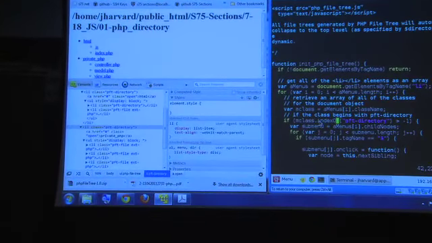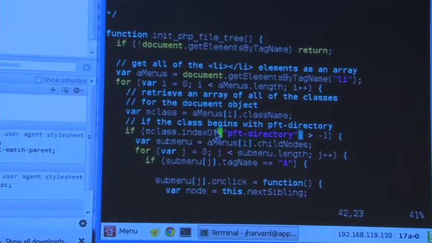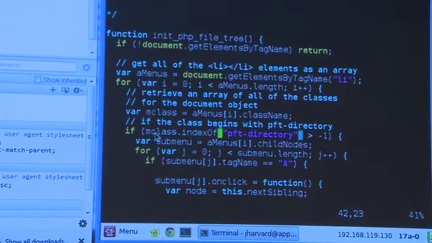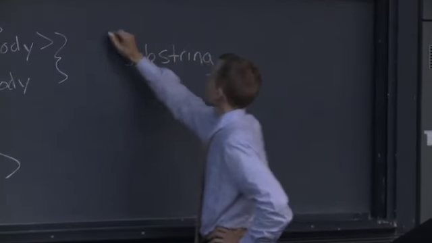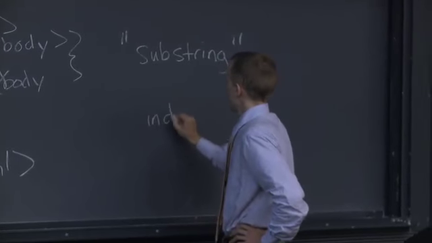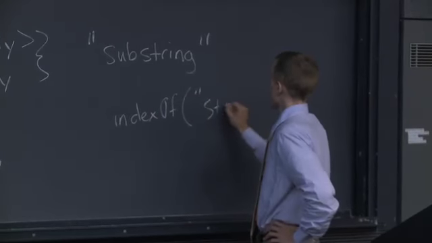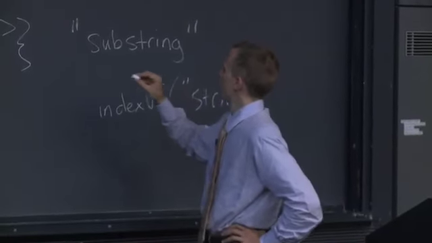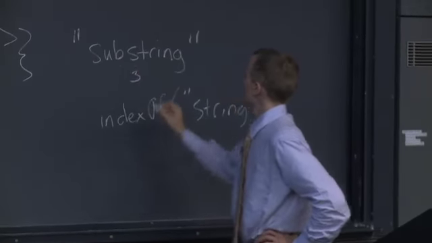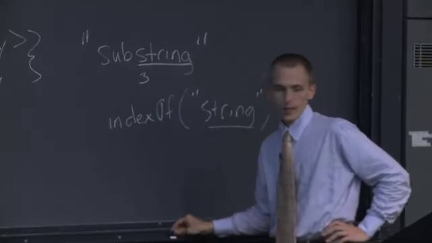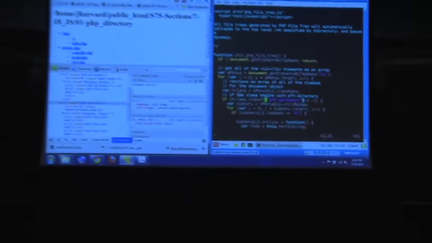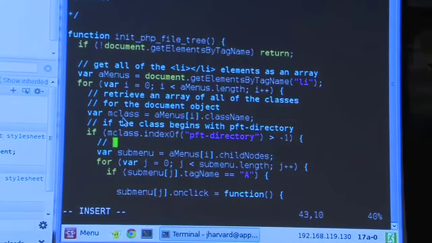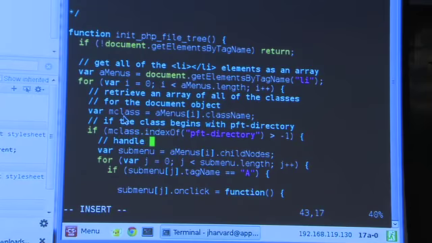The index of command is a function that returns the index of a substring inside another string. So for instance, in the word string, substring, index of string would be 0, 1, 2, 3, because this substring appears here starting at character 3. And it returns negative 1 if the substring is not found in the string. So what this is detecting is that the following logic will only be executed if the class name begins with the directory. So now we're going to handle the directory.